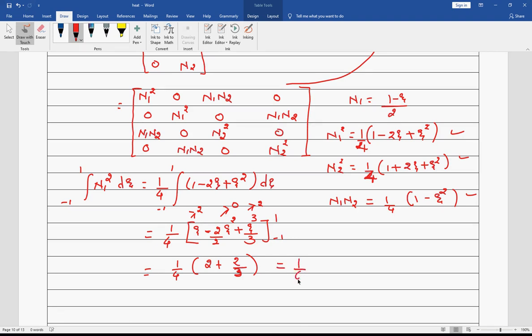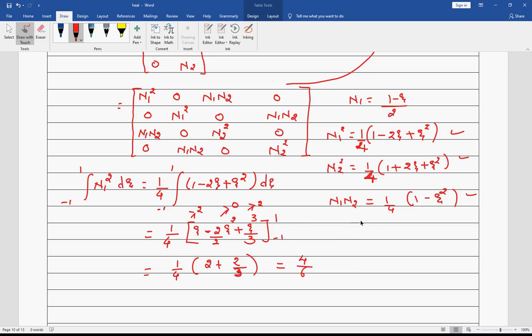So now I want 1 by 6 as a common factor. So that is 8 by 3, so I can say this is 4 by 6. Okay, so I want 6 in the denominator, so this comes to be 4 by 6.